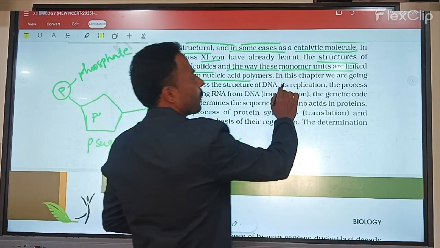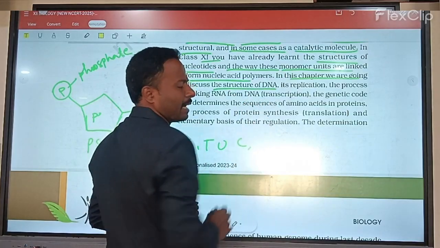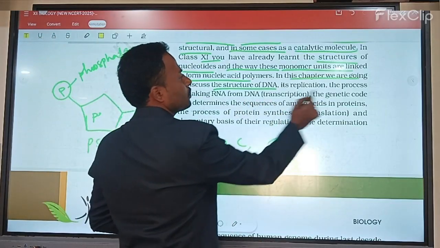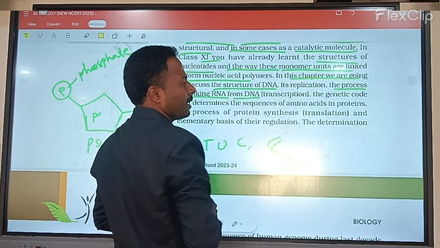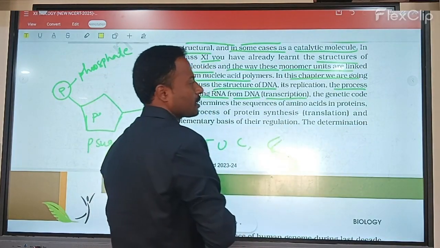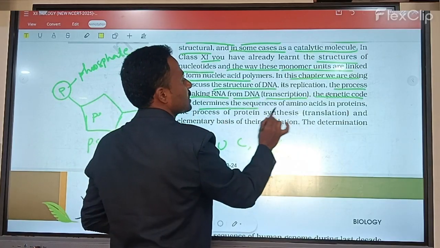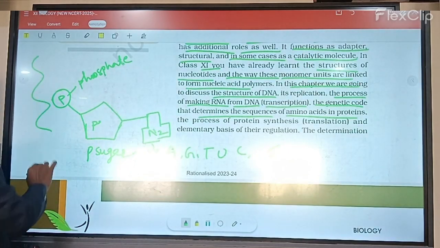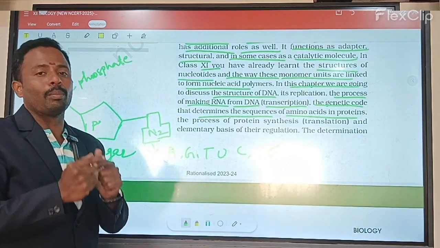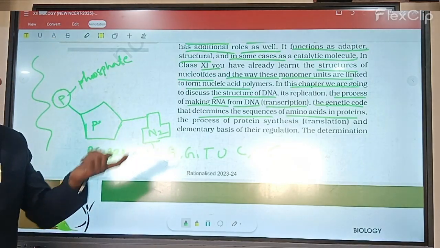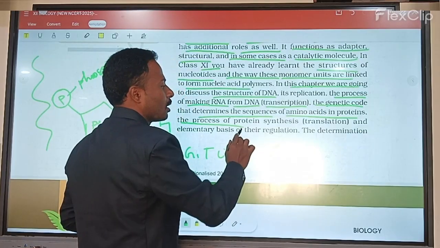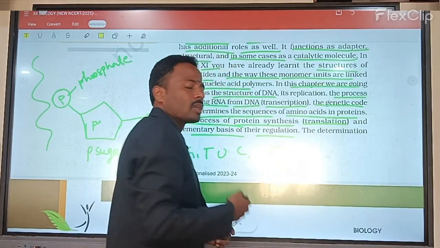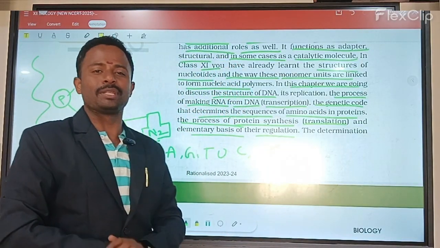In this chapter we are going to discuss the structure of DNA. What exactly is the structure of DNA? Then the process of making RNA from DNA, called transcription. The genetic code determines the sequence of amino acids, that is, how a particular amino acid is placed and where it binds. The process of protein synthesis is called translation, and then the elementary basis of regulation. We discuss all of these in the chapter on the molecular basis of inheritance.